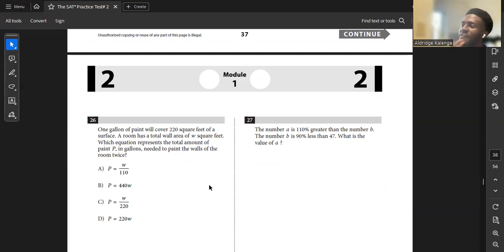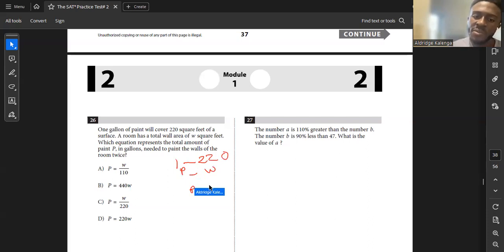1 gallon of paint will cover 220 square feet of a surface. A room has a total wall area of W square feet. Which equation represents the total amount of paint P in gallons needed to paint the walls of the room twice? Okay, so remember 1 gallon will cover 220 square feet. A room has a total wall area of W square feet. So what's the total amount of paint, which we can call P in this case, needed to paint the room twice?